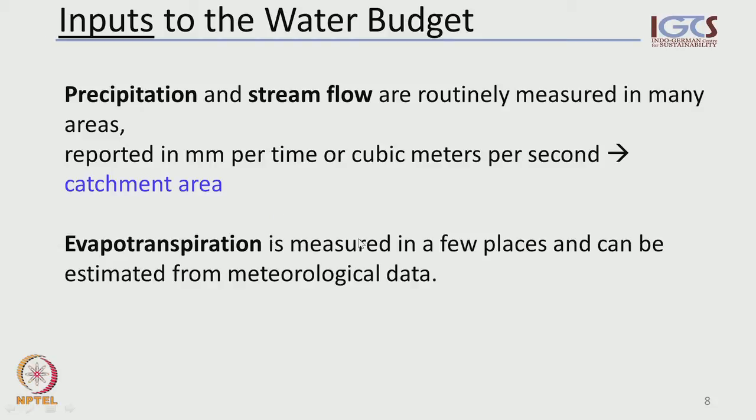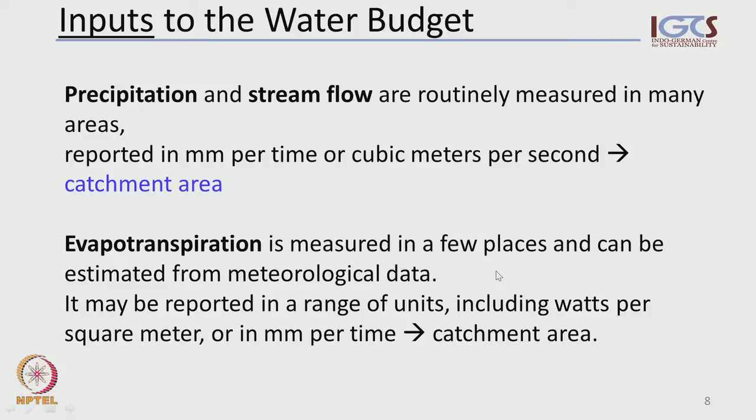Evapotranspiration is measured in some places, in very few places only. In also very few places, just evaporation is measured, potential evaporation is measured. It can be estimated from meteorological data, from climate data, based on the law that we introduced in this class.